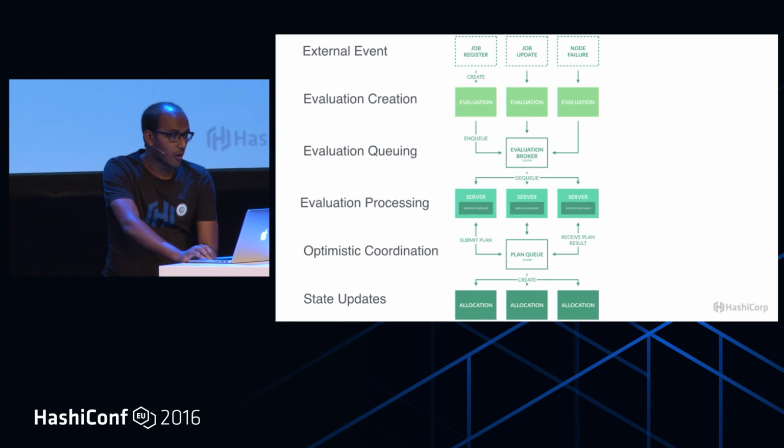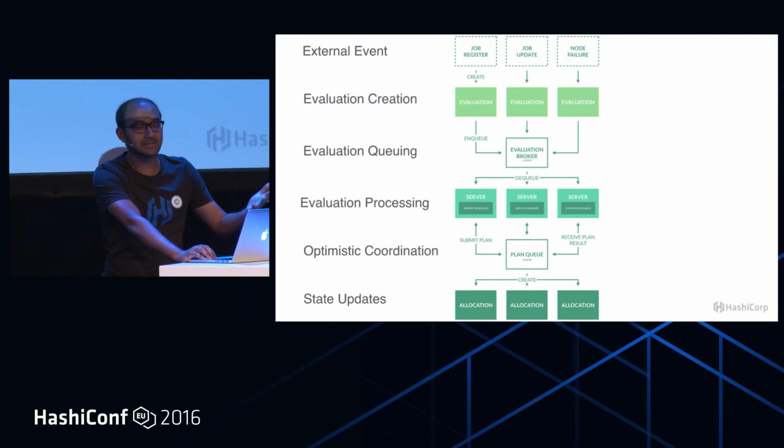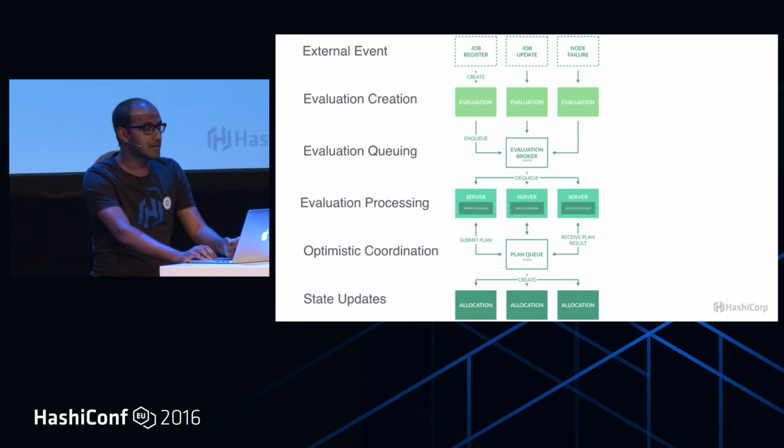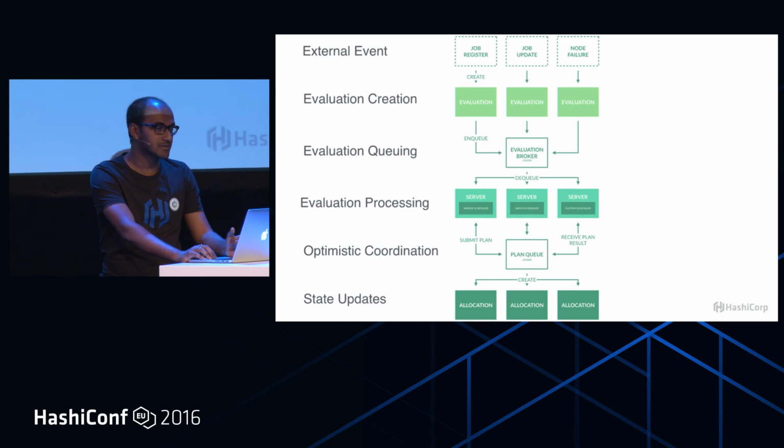When an external event occurs, an evaluation is created, and that evaluation gets queued in a broker. Each of the servers can run multiple schedulers in parallel. Each of the schedulers gets the evaluations that are queued, and they make the scheduling plans. All the scheduling plans are made optimistically, and the plans which don't have any conflict go through, the final plan is created, and we create allocations for them.